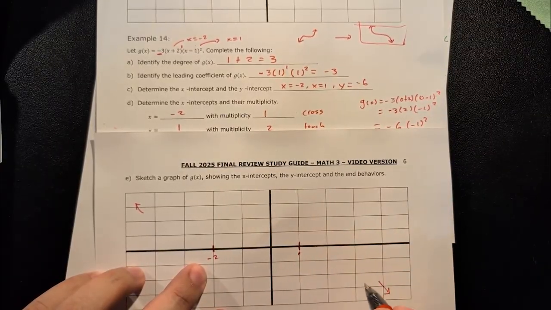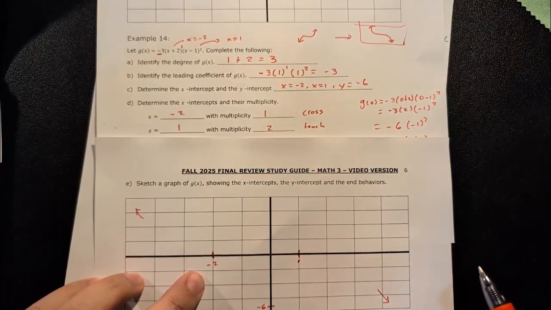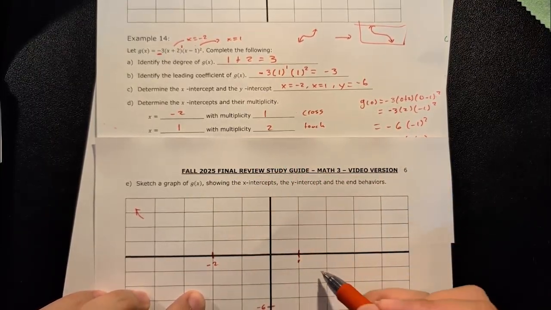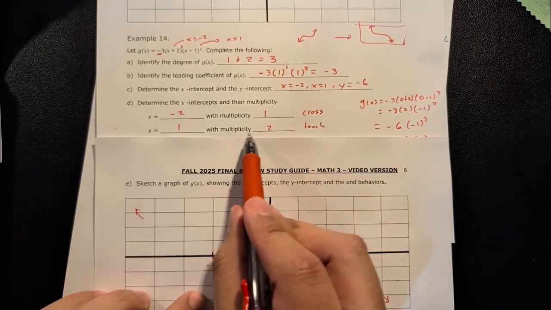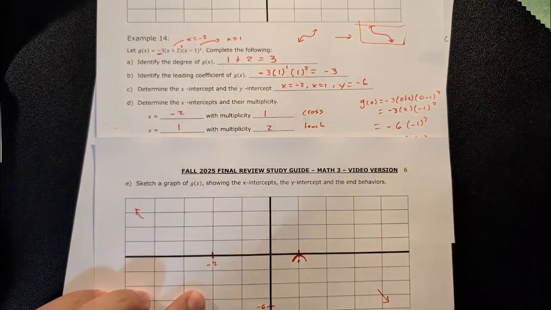So let's see. Let's say negative 6 is right here. And then at 1, we're going to have a multiplicity of 2, so it's going to touch this point. It's not going to cross it, it's going to touch it, and then it's going to go back.